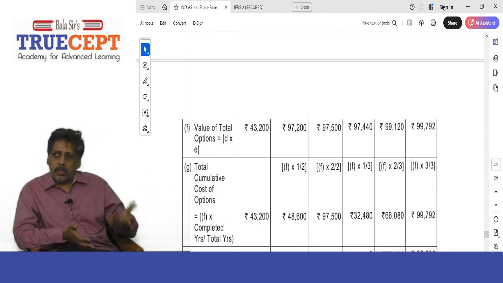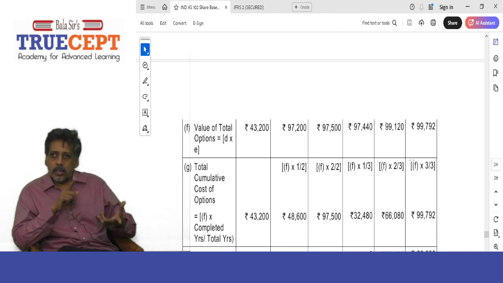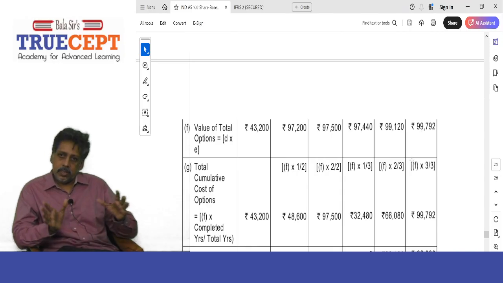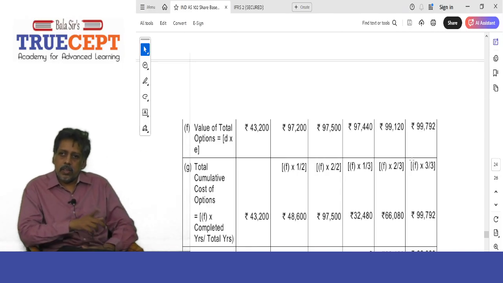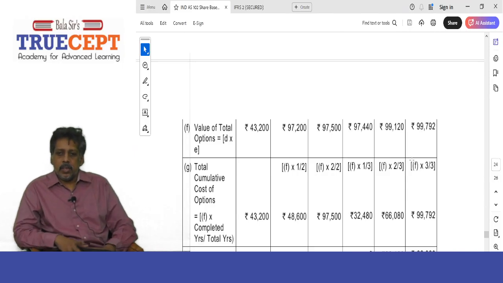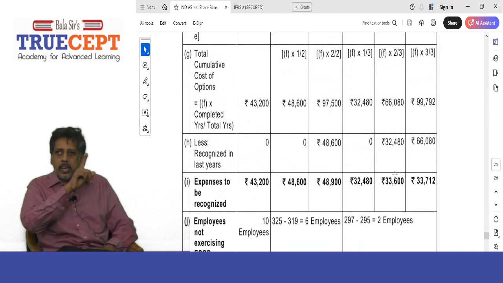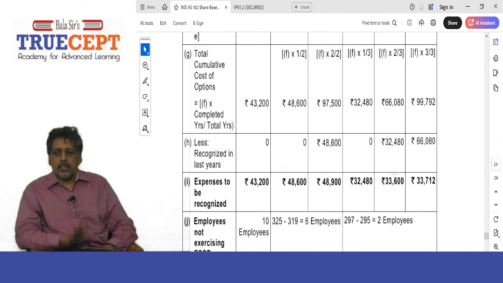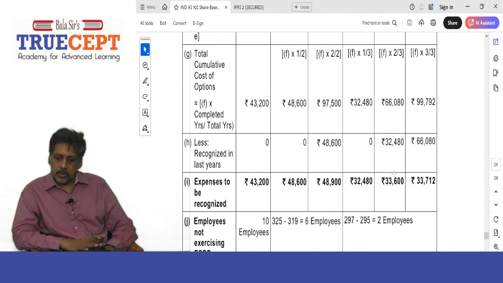Of this, how much has been recognized already in year 1 and year 2? You subtract 32,480 and 33,600, or you can subtract 66,080. That's it. 33,712 is the expense for the third year. Have they shown that?